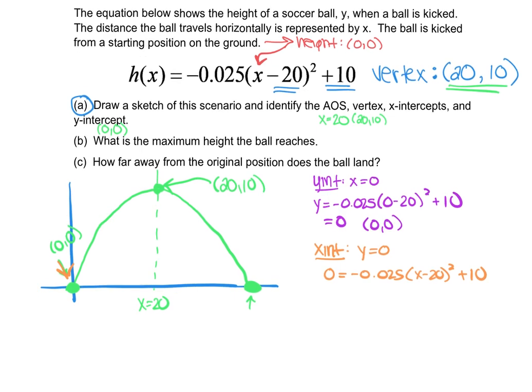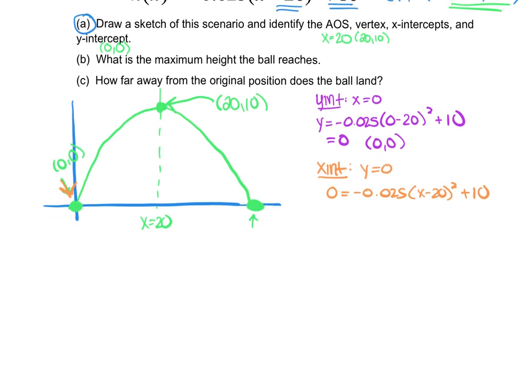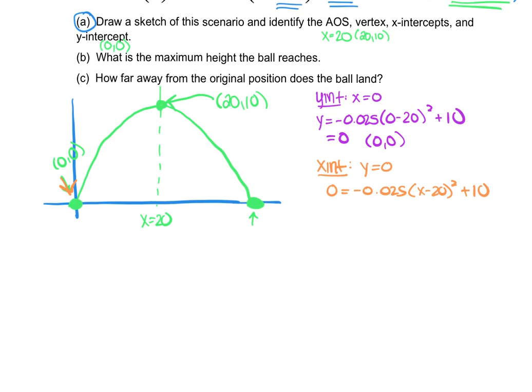And so I'm going to scroll down a little bit more so I can actually calculate that here. So I'm going to start by subtracting 10 from each side. So I have negative 10 is equal to negative 0.025 (x minus 20) squared. I'm going to divide by that negative 0.025. So if I take negative 10 and divide it by negative 0.025, I end up with 400.